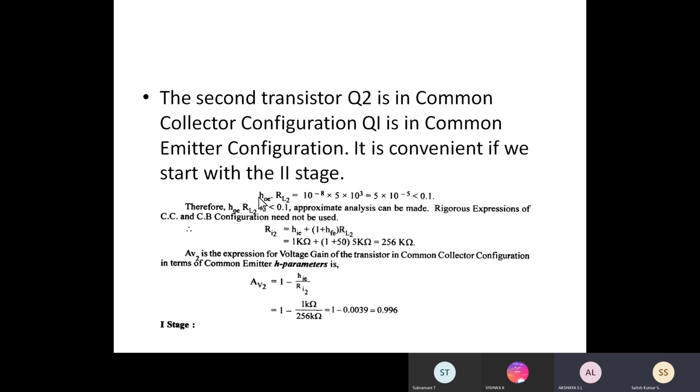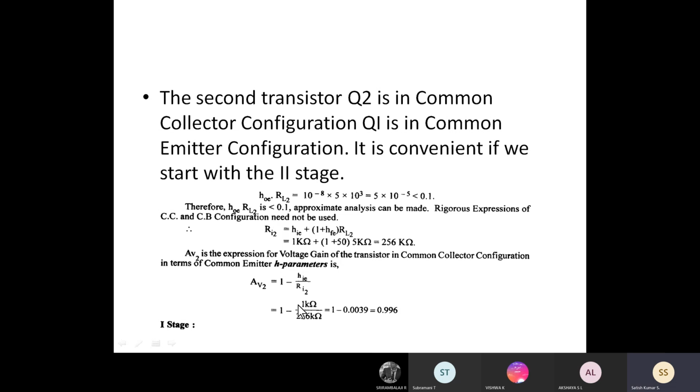Now we are going to start to solve the problem. The second transistor Q2 is a common collector. As I said earlier, the second transistor is a common collector configuration and Q1, the first one, is a common emitter configuration. It is convenient to start from stage 2, the second transistor. We are going to solve the problem from the second transistor itself.